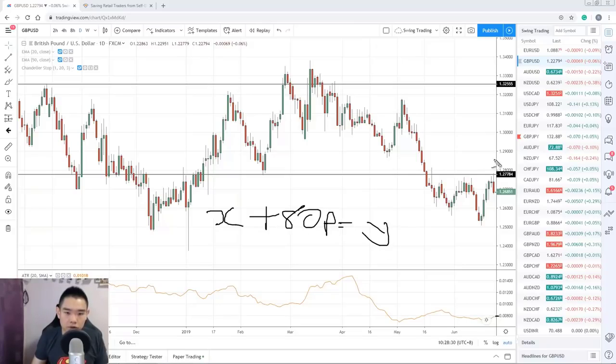So my stop loss would be somewhere over here. Let's call it Y. So this is my stop loss, basically 80 pips from this high to this level. That is my stop loss. That is where I set my stop loss.